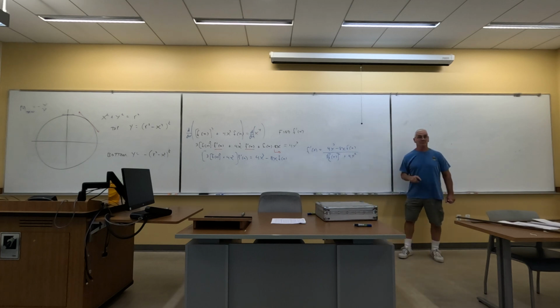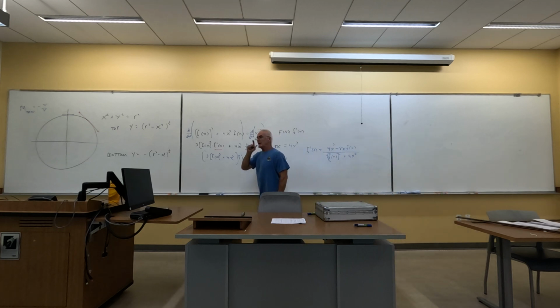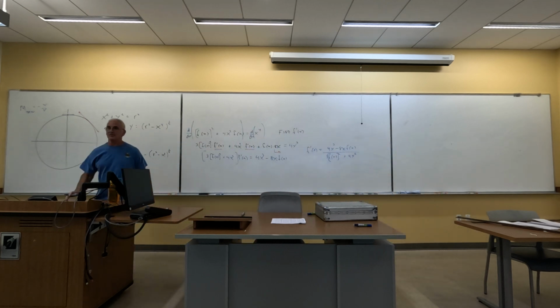Did we do it? Yes, we did. It wasn't a trivial thing, but we were able to do it without actually isolating the f of x in the first step because we couldn't isolate it. Just like in the circle, we couldn't isolate it. And notice that my final answer, the derivative, has f of x's in it. That actually should be expected in this kind of scenario.